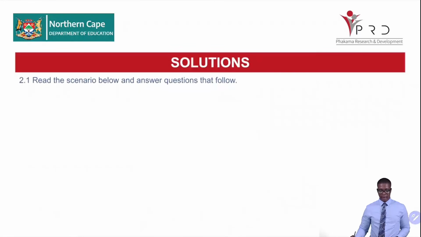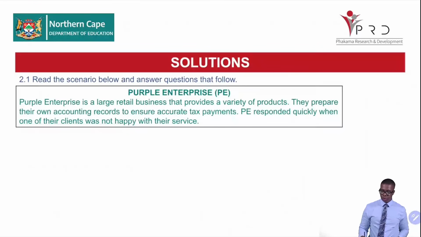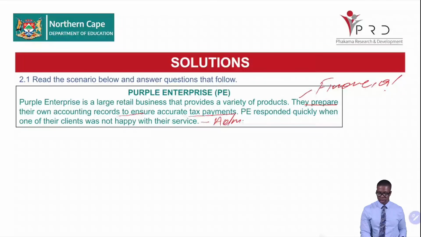Now, let's start and check which 2 functions are responsible. Now, number 1, they say they prepare their own accounting records to ensure accurate tax payments. So this becomes what? Financial. This is what? The financial function. PE responds quickly when one of their clients are not happy with their services. And this is considered to be what? Administration function. This is the role of the administration function, because when an employee or when a customer is not happy, the first person they will talk to is the administrator.